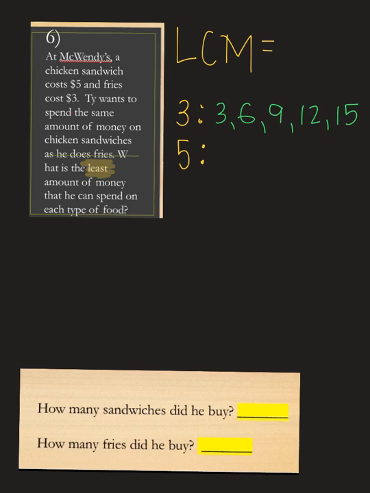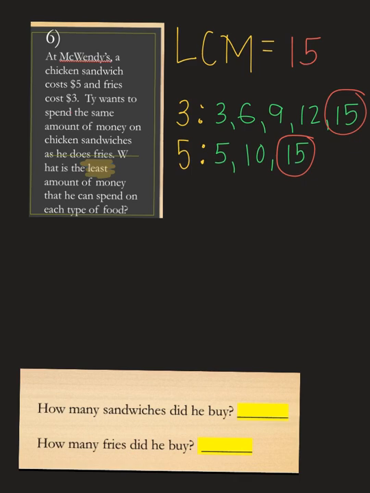Then list our multiples of 5. So we have 5 times 1 is 5, 5 times 2 is 10, 5 times 3 is 15. And that's where I can stop, because we can see our least common multiple here is the number 15.